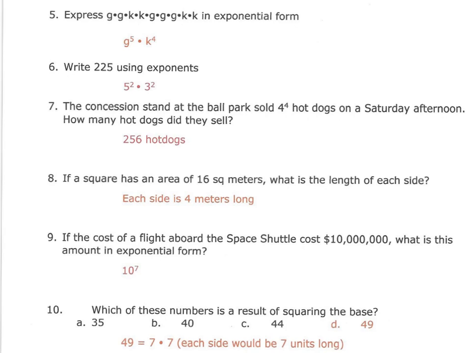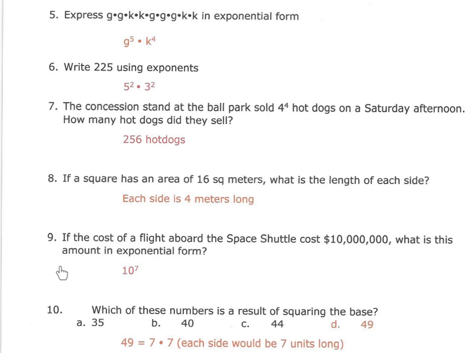Number 7, the concession stand at the ballpark sold 4 to the 4th hot dogs on Saturday afternoon. How many hot dogs did they sell? They sold 256 hot dogs. Number 8, if a square has an area of 16 square meters, what's the length of each side? Remember, in a square all the sides are the same, so each side is 4 meters long. 4 times 4 is 16.